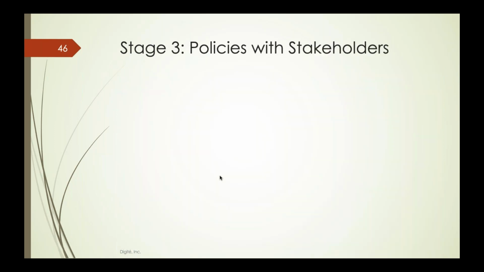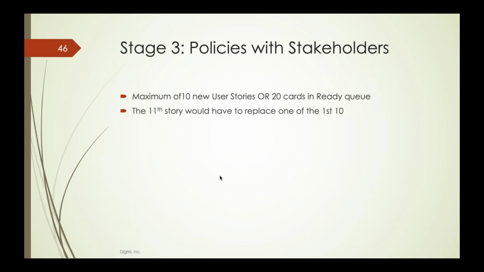And beyond that, we then started to look at what are some of the policies that we had to implement with our stakeholders, which meant our own management team, our own sales team, etc. People who are essentially requesting new work. And these are some of the examples of how we implemented these policies with our stakeholders. So, for example, one of the most commonsensical things that one would expect to see, maximum of 10 cards or 10 user stories in this case, or 20 cards in a ready queue as a simple definition of policy, so that you can then prevent new work being forced into the system. An 11th story would need to replace one of the already existing 10.